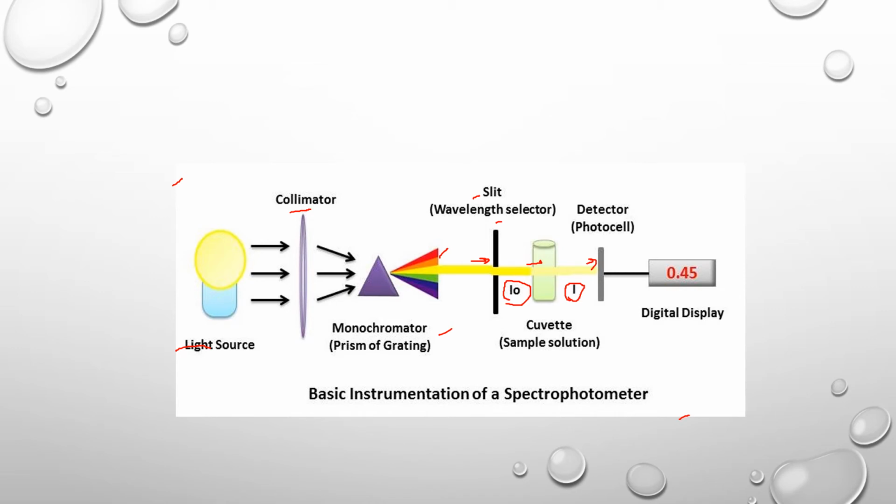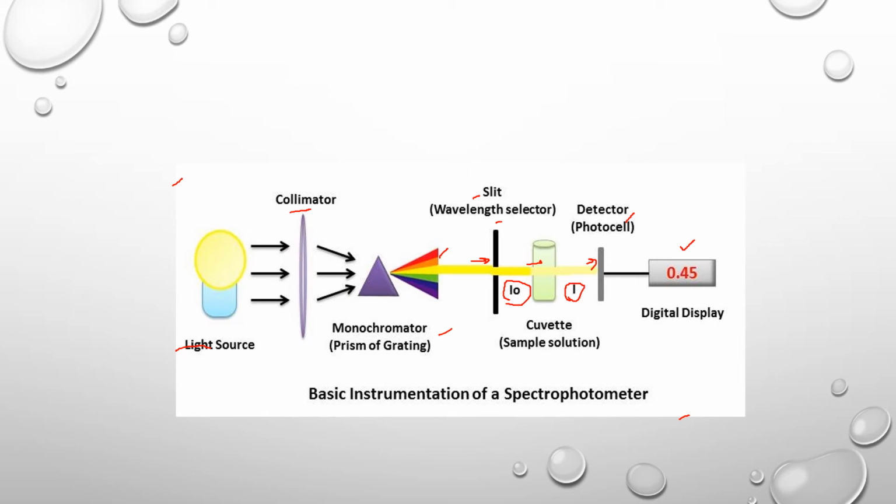Detector will convert this intensity of light beam into current which will be displayed on the digital display. This produced current is proportional to the intensity of the light beam which touches the detector. Here photodiode or photomultiplier tube are used if we are using a single detector. And arrays of detectors can also be used, like charge coupled device or CCD, or photodiode arrays, that is PDA.